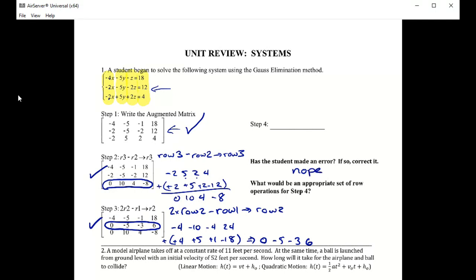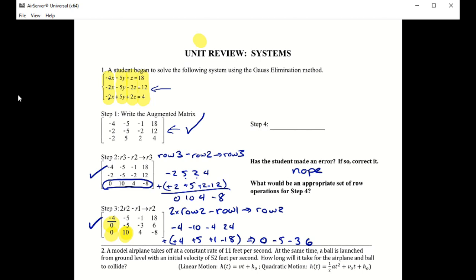And so now what would be the appropriate set of row operations for step 4? So remember, with our row operations, what we want to end up with is where this 10 is, right here, we want a 0. So that we have this 0, and another 0 right there. So what we're going to do is we need to get rid of that 10. Can't do anything with row 1 because that -4 in the first position would mess us up. So we've got to use row 2.